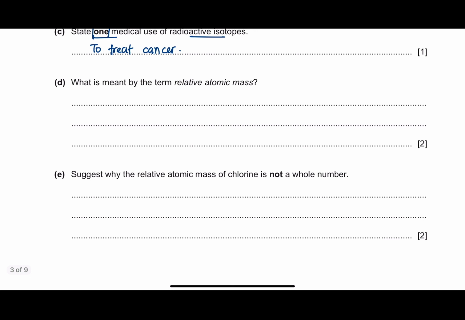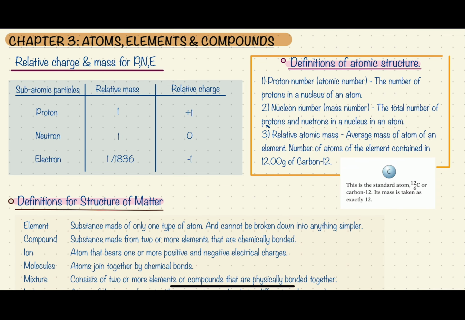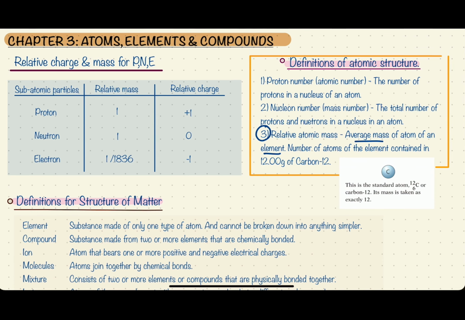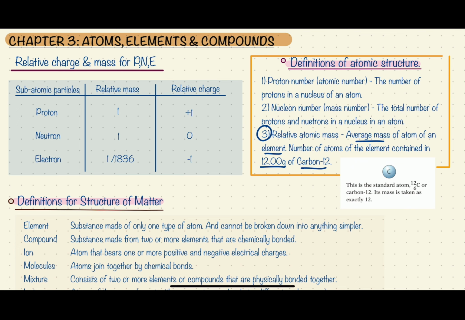Question D, what is meant by the term relative atomic mass? If you refer to the notes, number 3 will tell you the definition of RAM, which is the average mass of an atom of an element, compared to the number of atoms contained in 12 grams of carbon-12. This is the common example that is given when a RAM question is being asked.